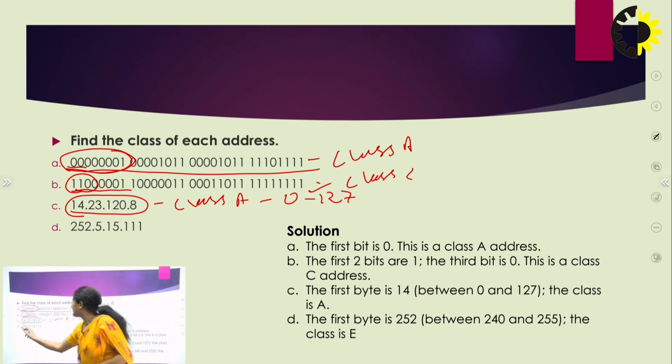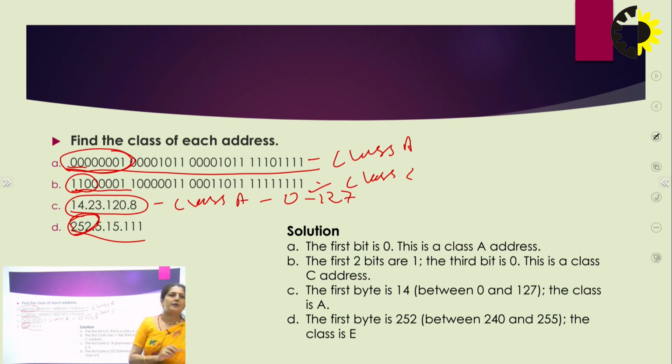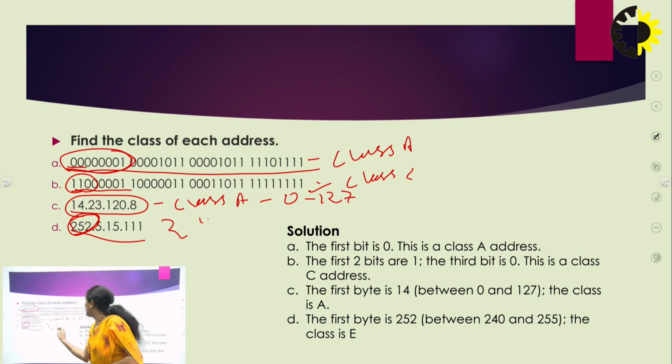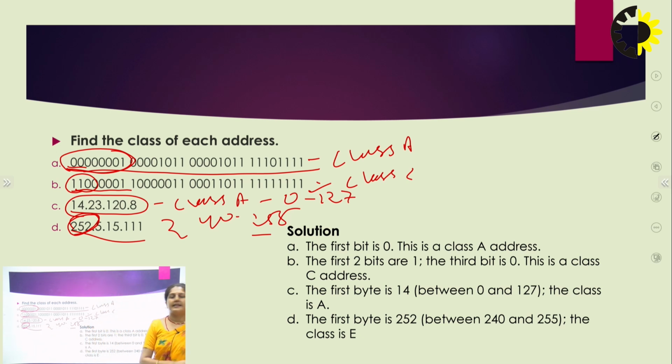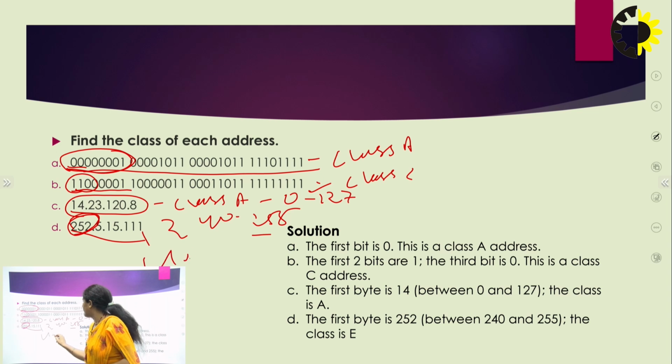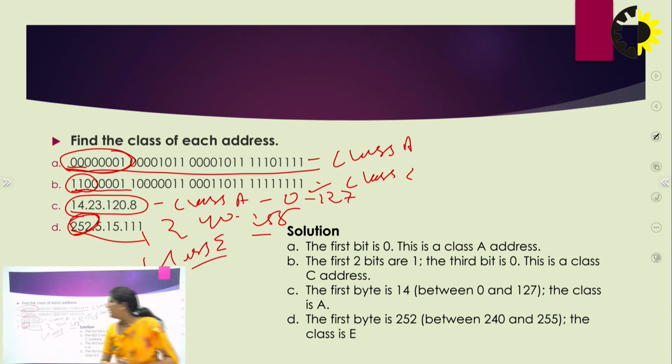Similarly, from the first octet we can identify which class an address represents. The last one starts with 255. It represents class E because it ranges from 240 to 255. It comes in between this, so it is class E. Like this, we can identify the different classes of each of these IP addresses.